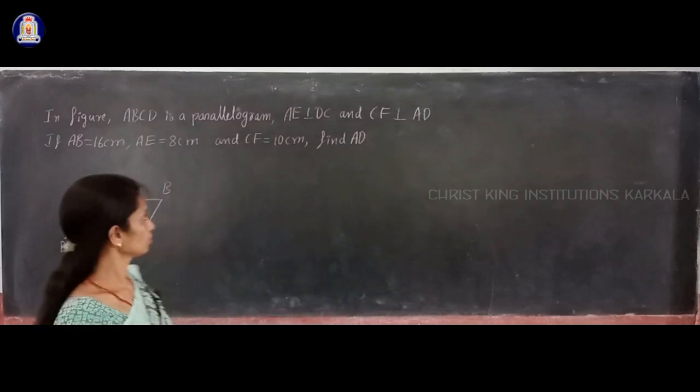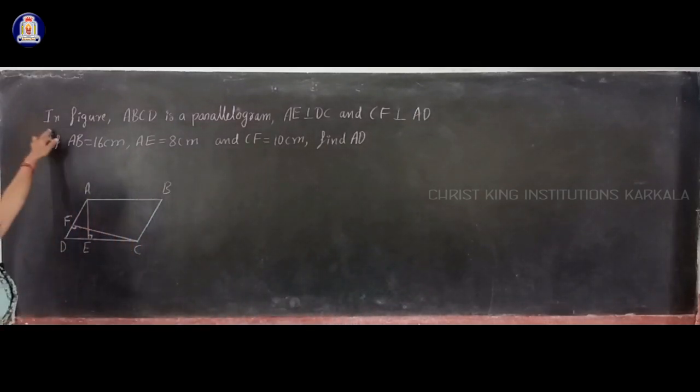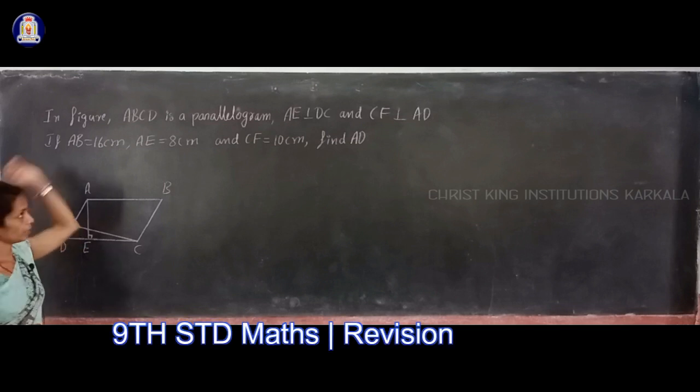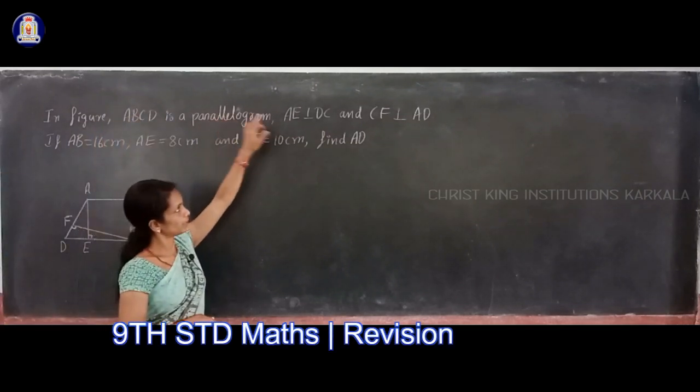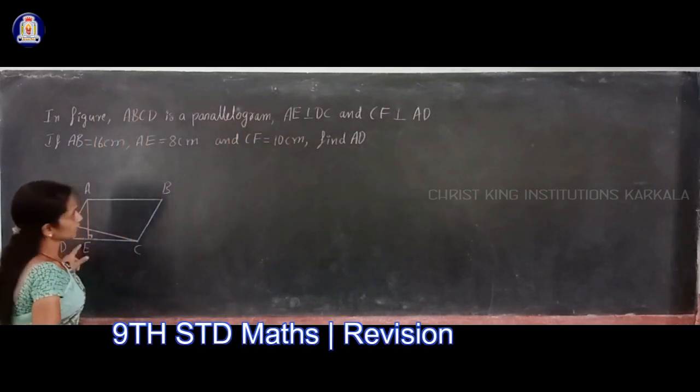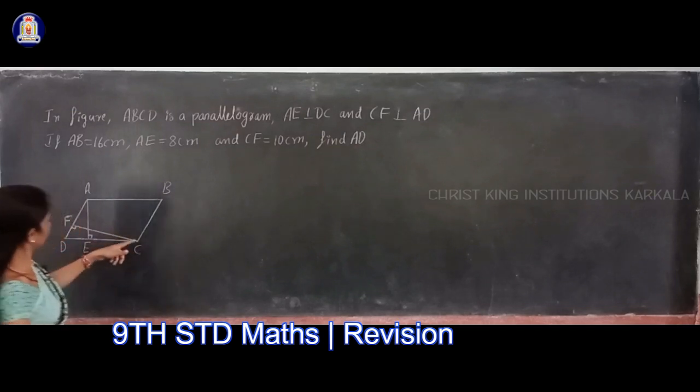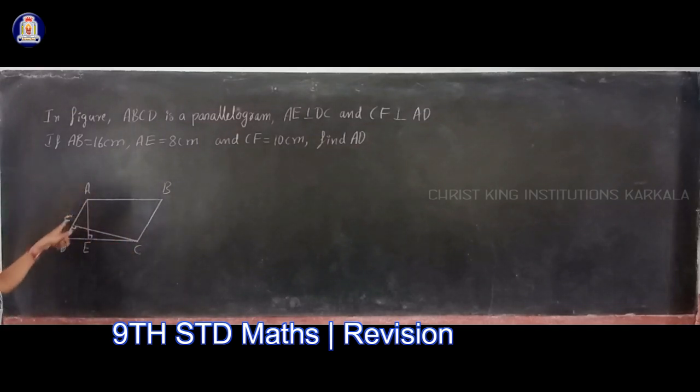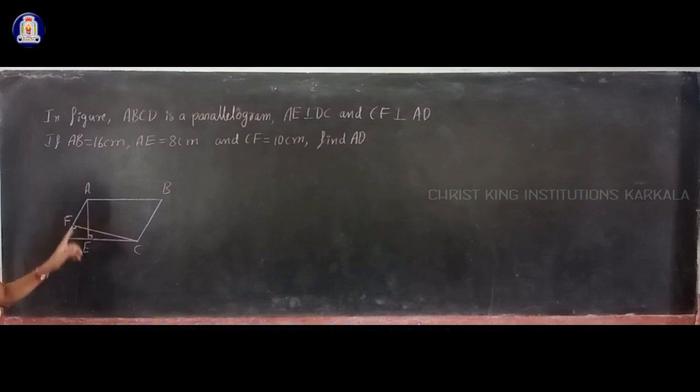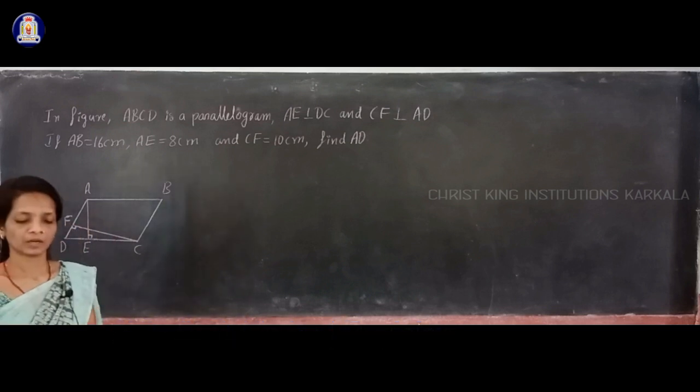Okay, in the given figure, ABCD is a parallelogram, AE is perpendicular to DC and CF is perpendicular to AD. If AB is equal to 16 centimeter, AE is equal to 8 centimeter and CF is equal to 10 centimeter, find AD.